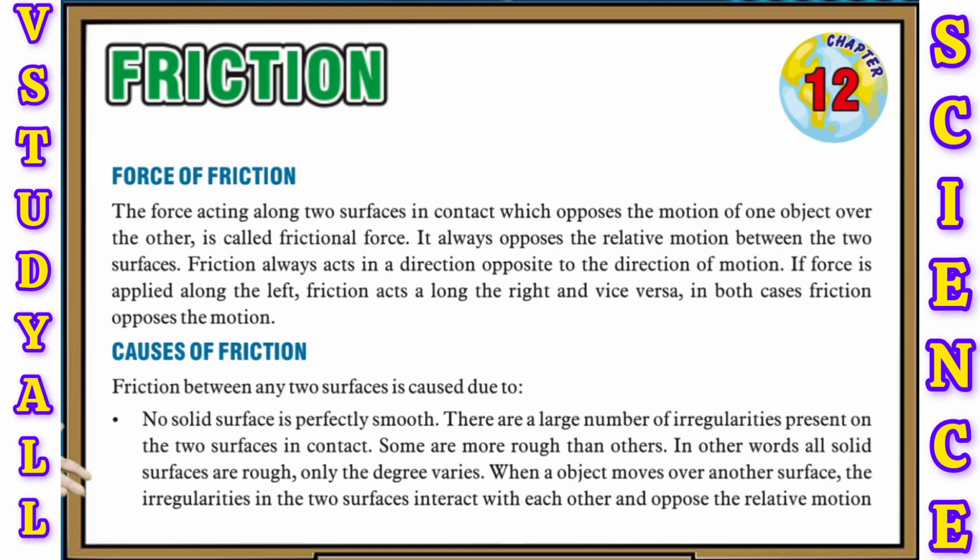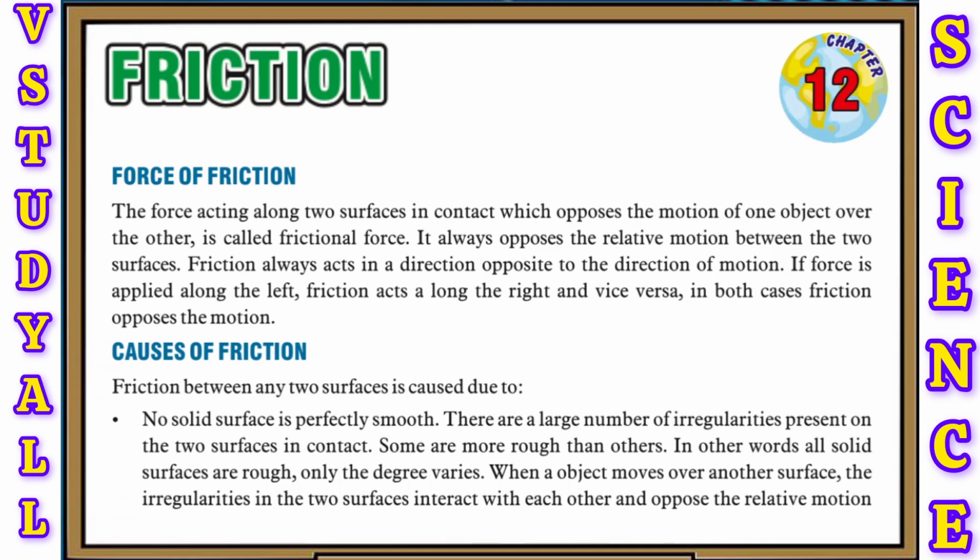So now let's see what the force of friction is. The force acting along two surfaces in contact which opposes the motion of one object over the other is called frictional force. It always opposes the relative motion between the two surfaces. Friction always acts in a direction opposite to the direction of motion. If a force is applied along the left, friction acts along the right and vice versa. In both cases, friction opposes the motion.